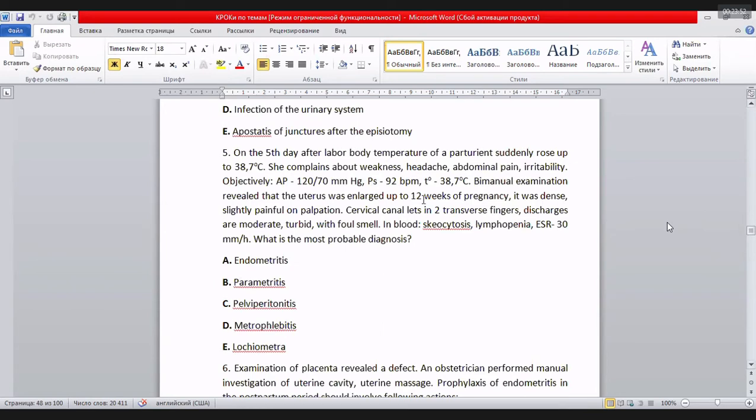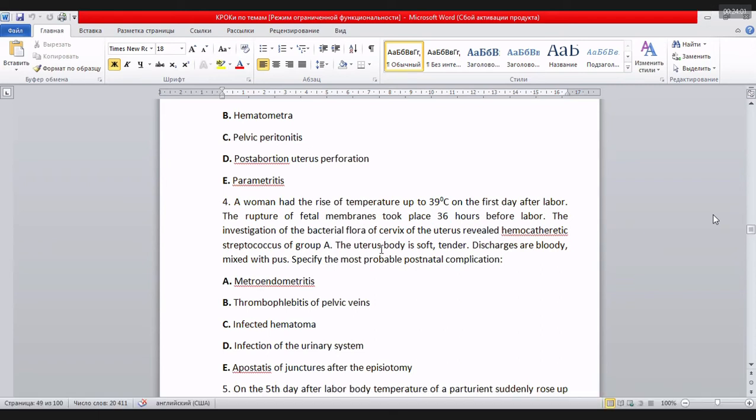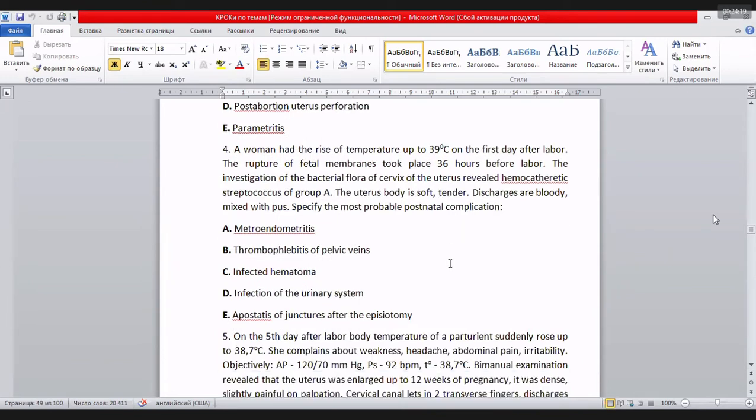Woman had the rise of temperature up to 39 on the first day after labor. The rupture of the membranes took place 36 hours before labor. The investigation of bacterial flora of the cervix of the uterus revealed hemolytic streptococcus of group A. Uterus body soft, tender. Discharges are bloody mixed with pus. Specify the most probable postnatal complication.